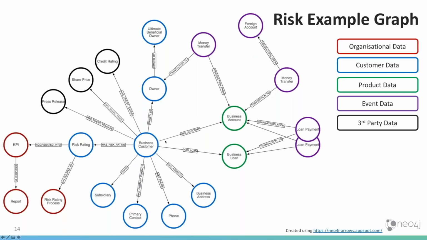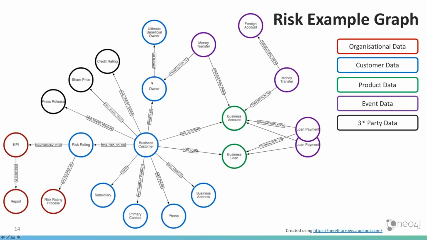In this scenario, this is really focused on a business customer, right, rather than a retail banking customer, personal customer. So again, in blue, we have some information about that customer. We know some information about their business. They own another business, so they have a subsidiary. We know some information about their primary contact, their phone number, their business address, and so on. We also know who owns them and who the ultimate beneficial owner is, right?